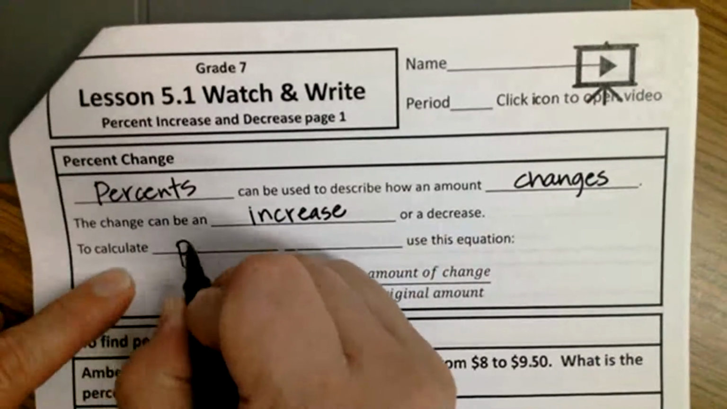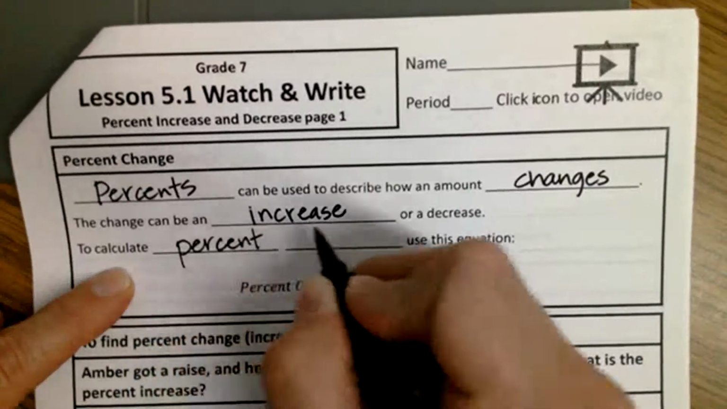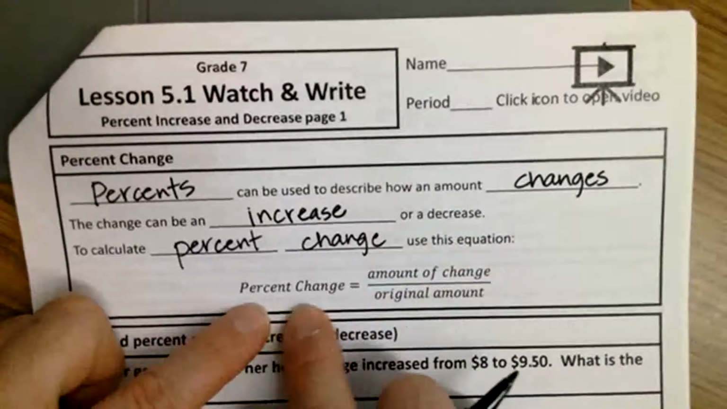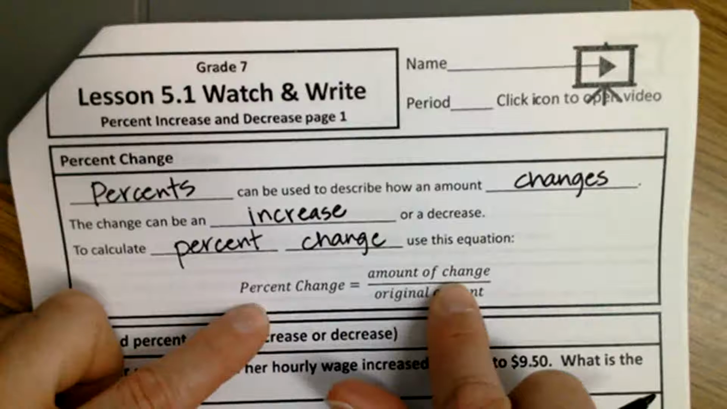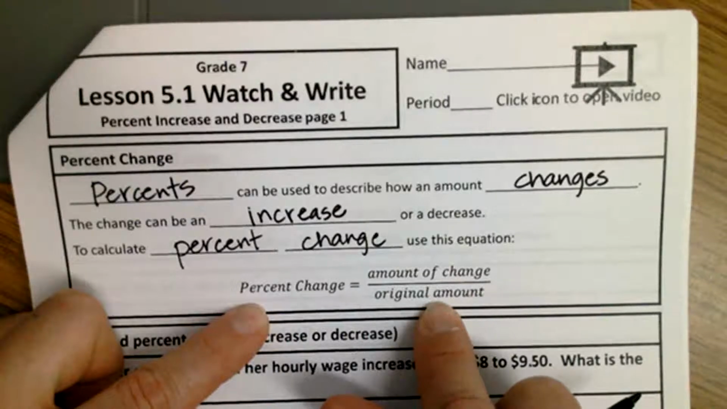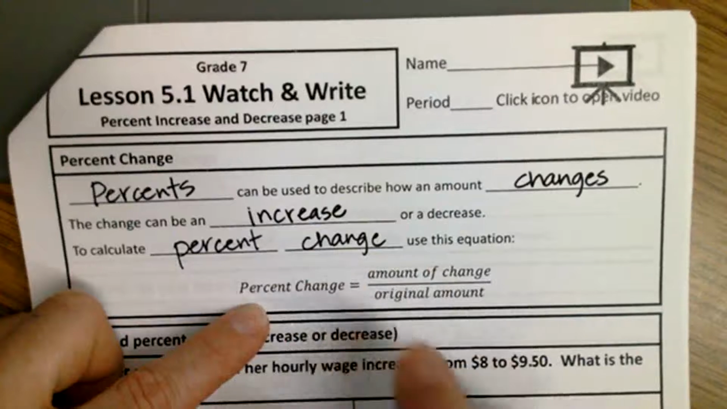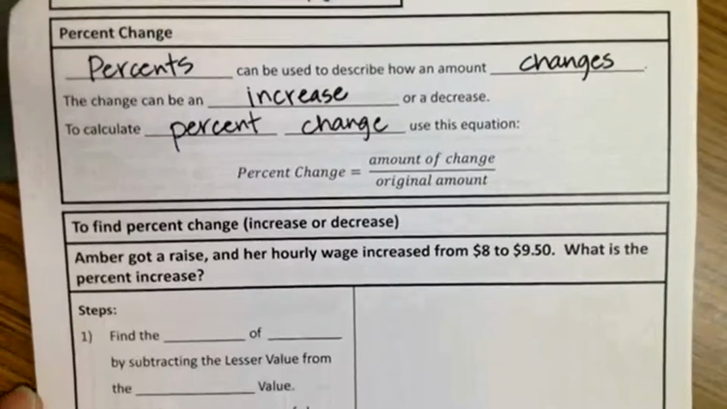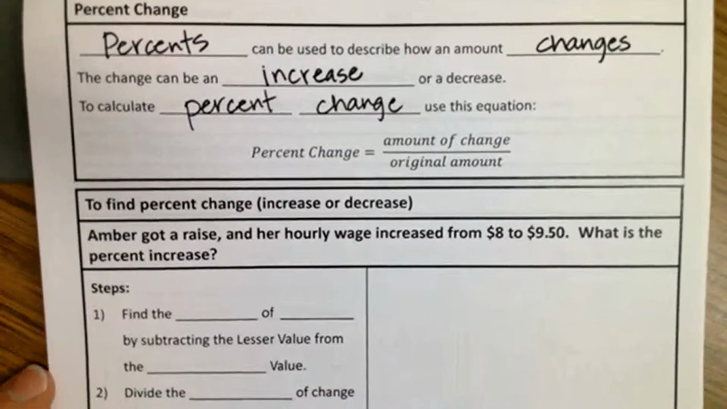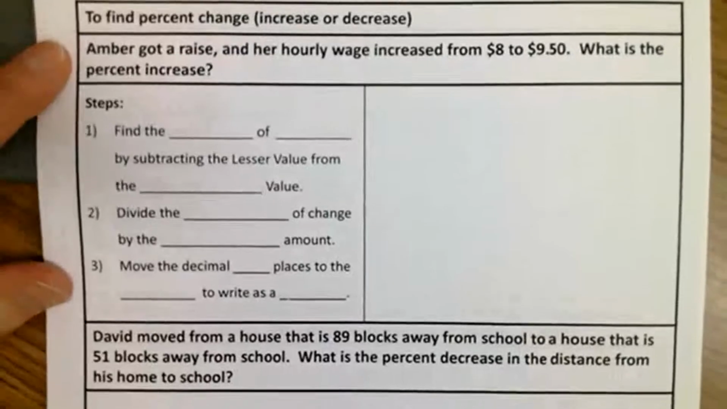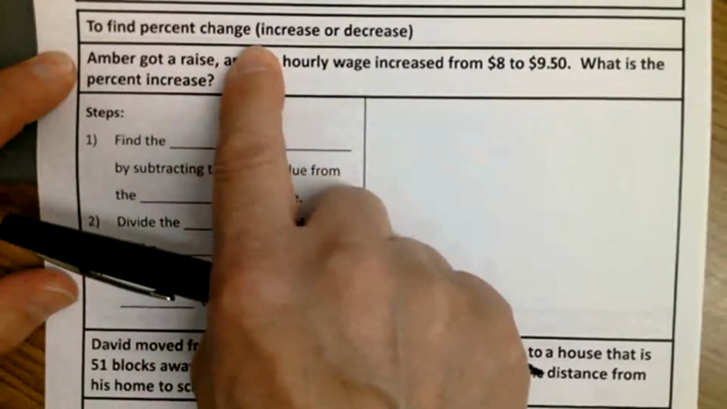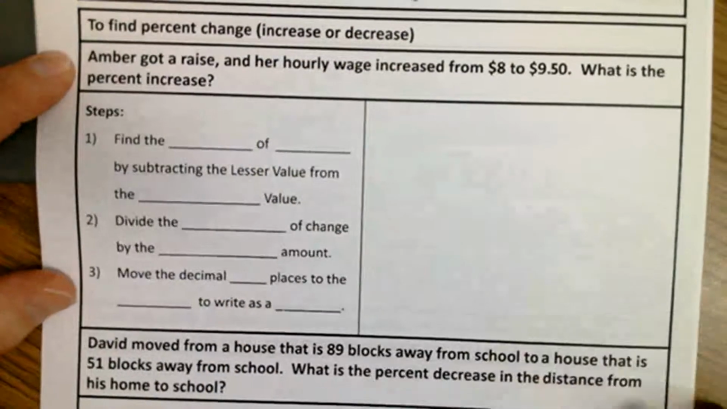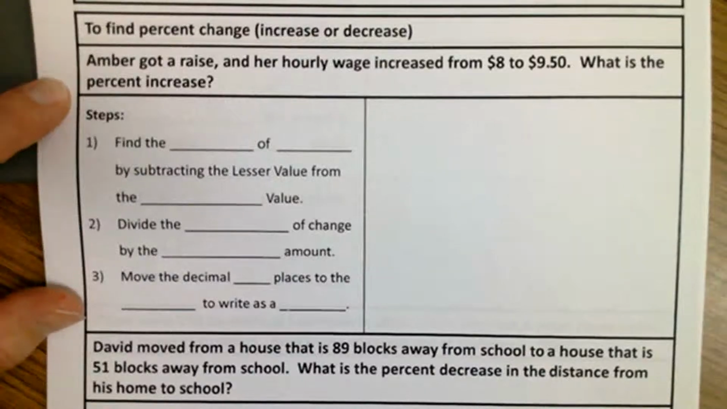To calculate percent change, you use this equation. The percent change equals the amount of the change divided by the original amount. Okay, so we're going to use this equation to find some percent change. And then we're also going to write down the steps for how to do that. So the next section says to find percent change. This is if the change is an increase or if the change is a decrease. If the number goes up or the number goes down, you use the same method, okay?